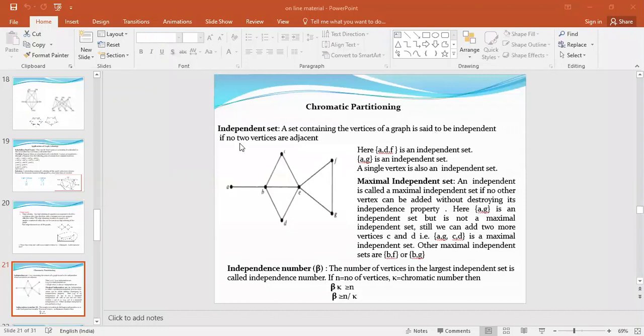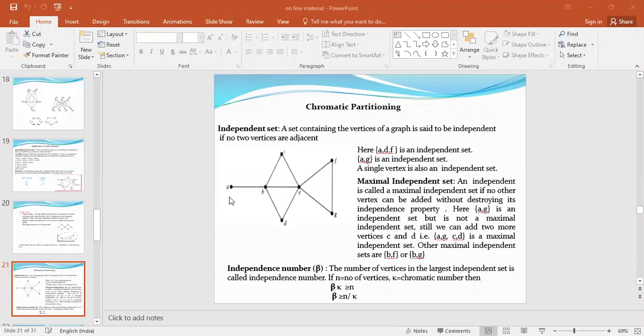So the first term is independent set. What is the meaning of independent set? A set containing the vertices of a graph is said to be independent if no two vertices are adjacent. Like there are 1, 2, 3, 4, 5, 6 and 7 vertices. So what is an independent set? Basically it is a set. What is the property of that set? That set contains vertices of this graph. But what is the property of these vertices? These vertices are not adjacent.